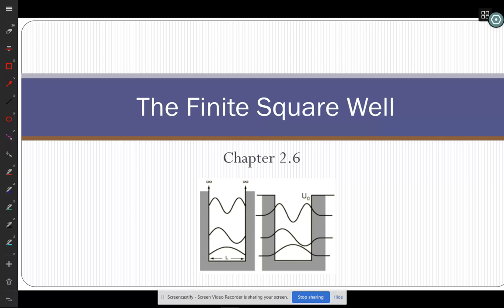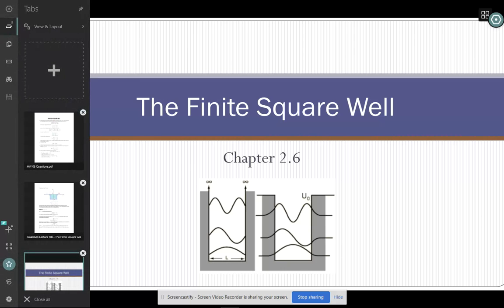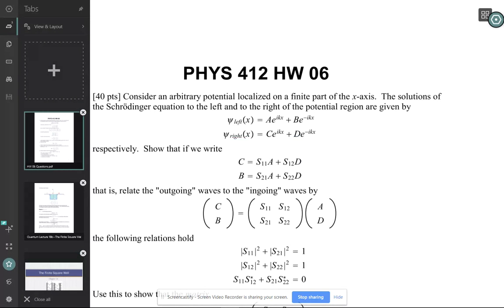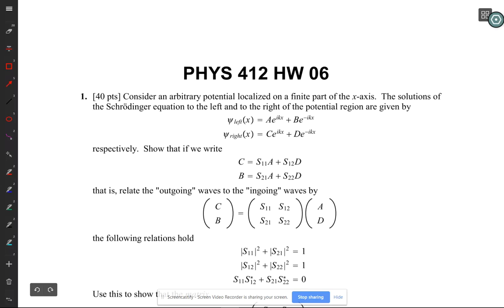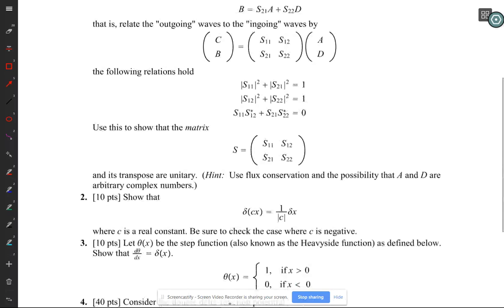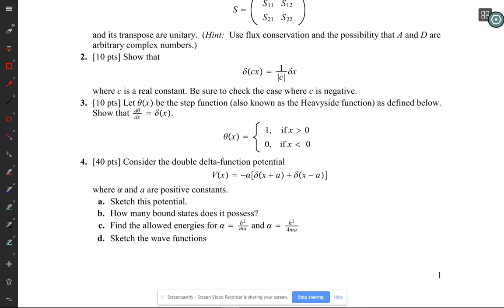So Chad asked about a homework problem. Which one was it you wanted to look at? Let theta be the step function, also known as the Heaviside function, as defined below. Show that the derivative is a delta function.